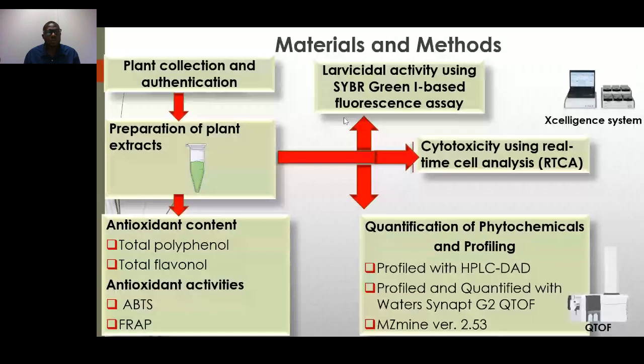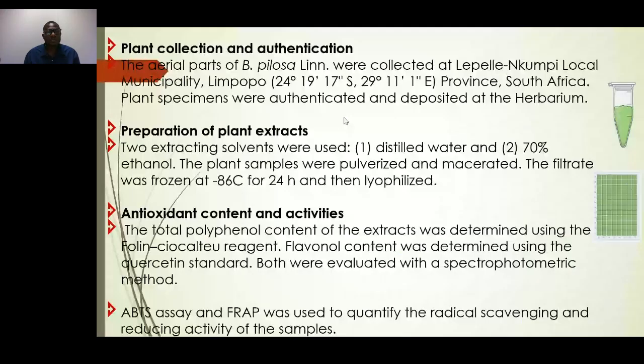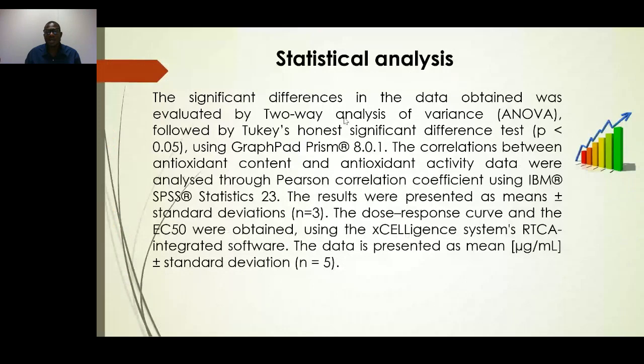Please allow me to pass this slide because of time. I'll be passing this slide because I think I've explained it using the schematic diagram above. Likewise, this one. Then I'll simply move to the statistical analysis. For the statistical analysis, we analyzed the variances in data using the two-way ANOVA in GraphPad Prism. We also drew the dose response curve, and the EC50 was obtained using the excelligence integrated software.